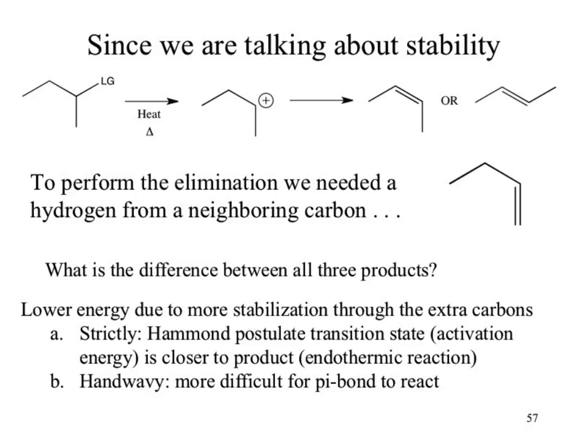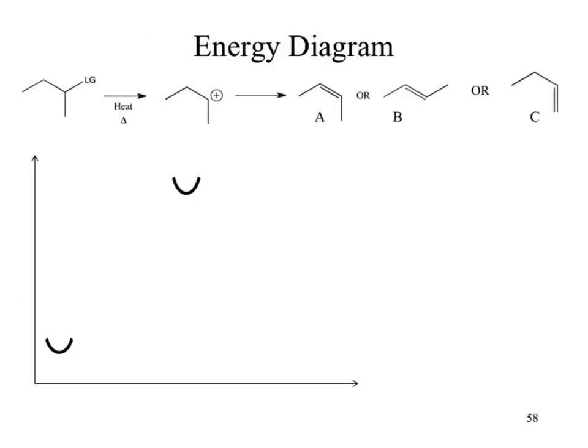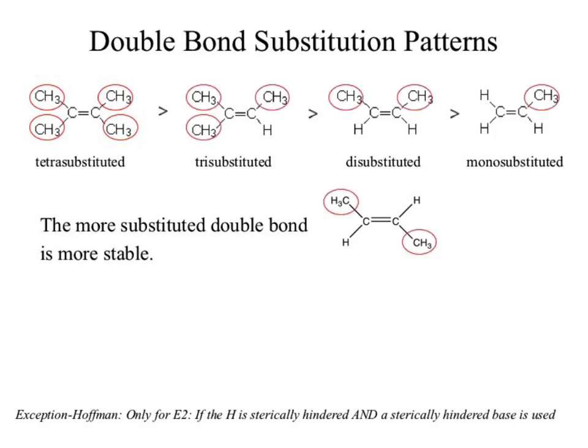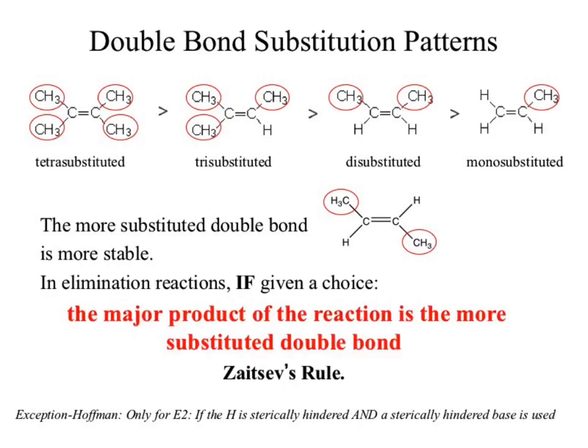Okay? Strictly what we're looking at is a Hammond postulate argument, transition state, and all sorts of fun stuff like that. But this ends up getting called Zaitsev's rule. We could bring in an energy diagram that I don't feel like doing, but we could. We'll look at heat of hydration in a second. The more substituted double bond is the more stable. Okay? So 4 substitutions, or tetrasubstituted at the top, tri, di, and mono. Okay, we can get cis and trans things in there. But really what it comes down to is in your elimination reactions, if given a choice, you want to form the more substituted double bond. This is Zaitsev's rule.